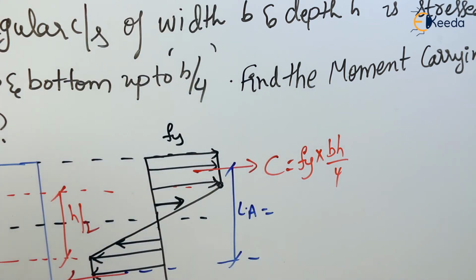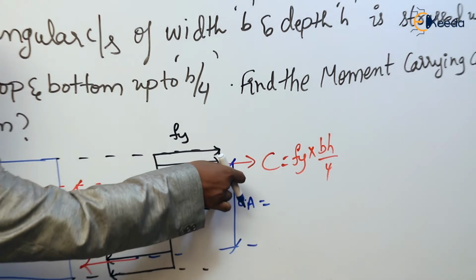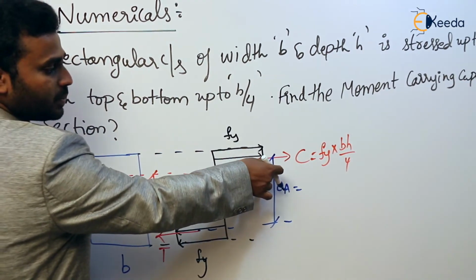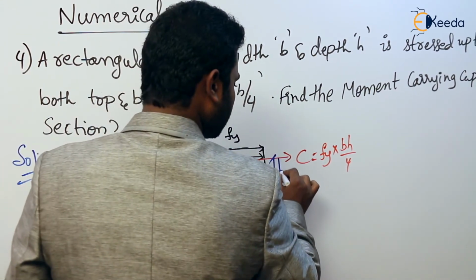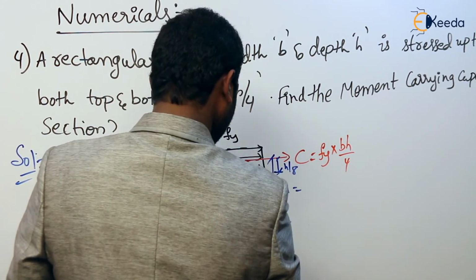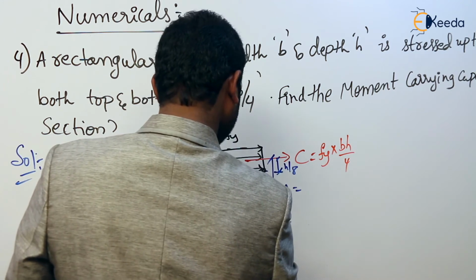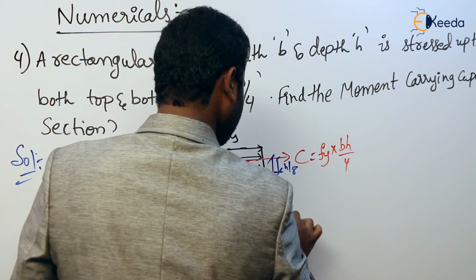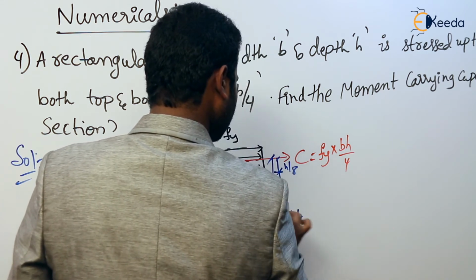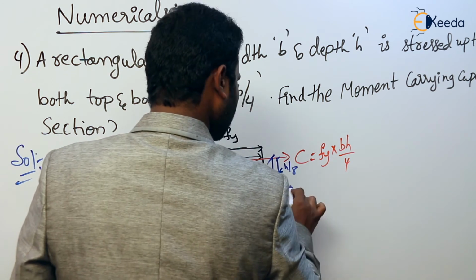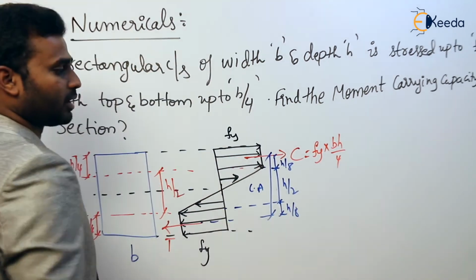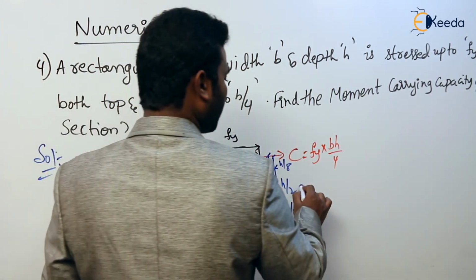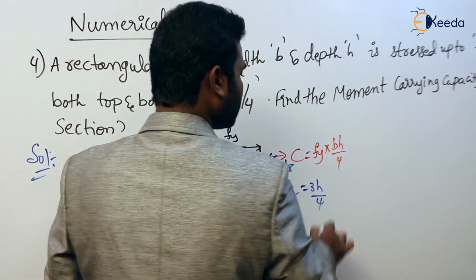This force acts exactly at the half of the H by 4 region, so the half is H by 8, and here also H by 8, and in between is H by 2. So the total lever arm is H by 8 plus H by 2 plus H by 8, which is 3H by 4. That is the lever arm.